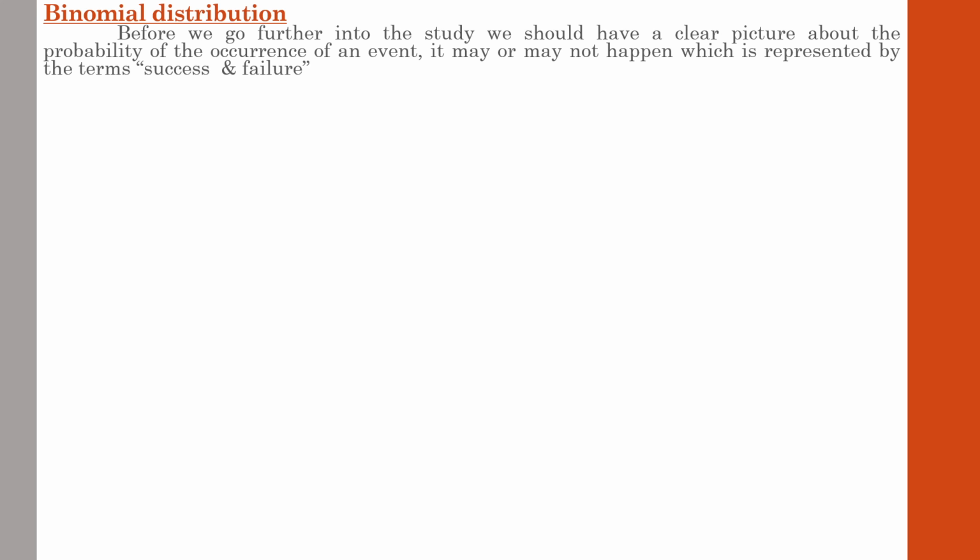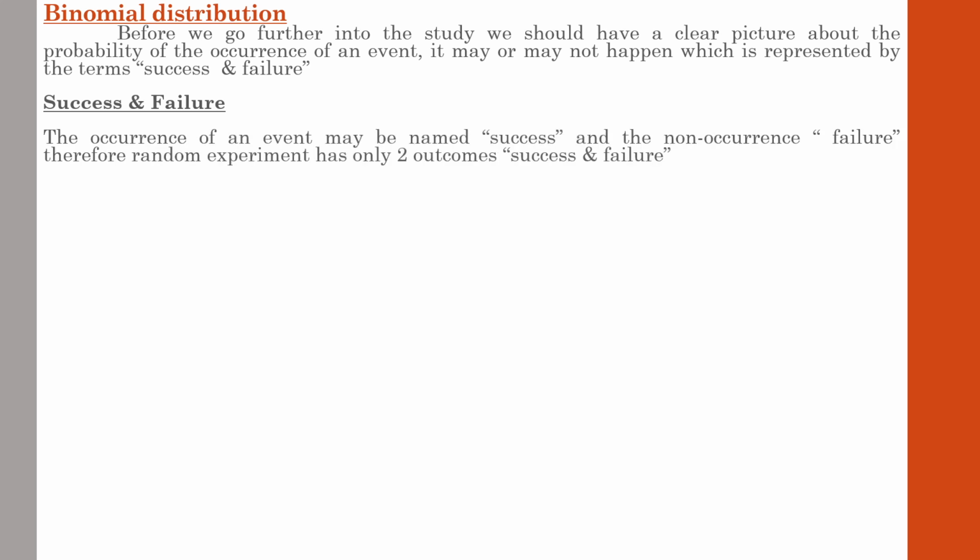So consider an event associated with a random experiment. When the random experiment is repeated a number of times, the event may or may not occur in each of these experiments, just like coin tossing and throwing a dice. The occurrence of the event may be named as success, and the non-occurrence is named as failure. So every event has two outcomes: one is success and another is failure. The occurrence of an event is known as success and the non-occurrence of an event is known as failure.